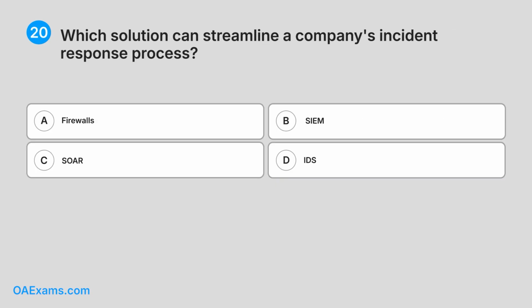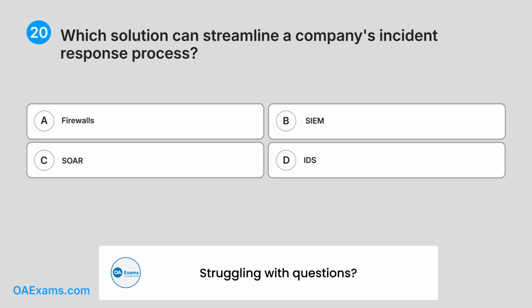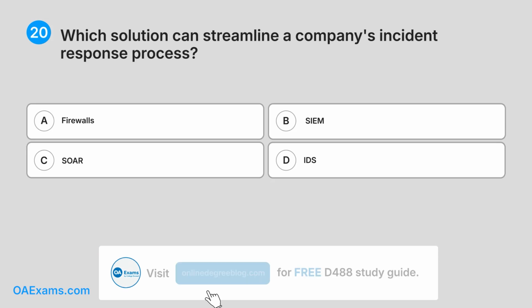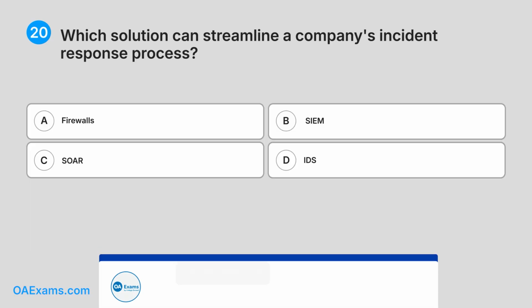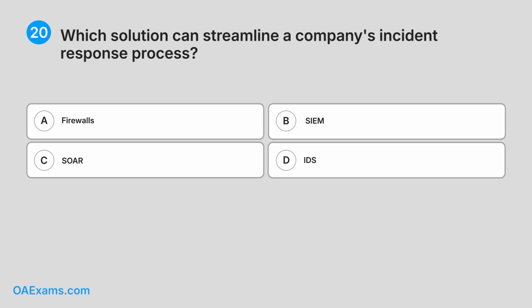20. Which solution can streamline a company's incident response process? A. Firewalls. B. SIEM. C. SOAR. D. IDS. What do you think is the answer?